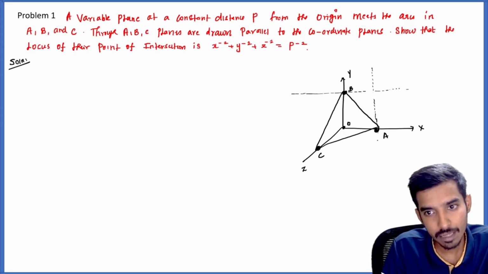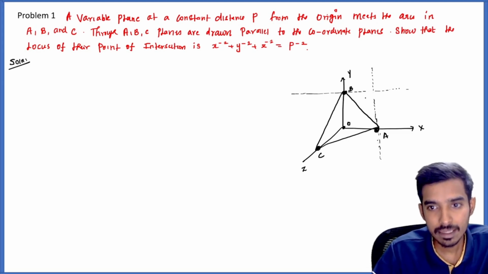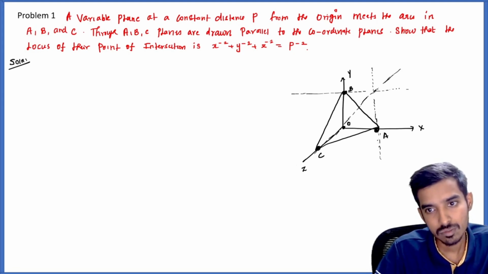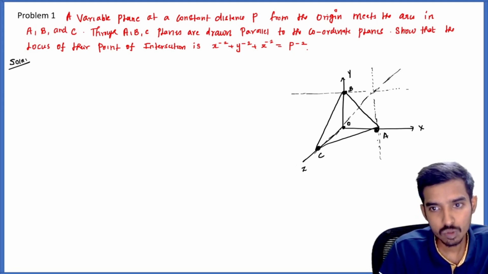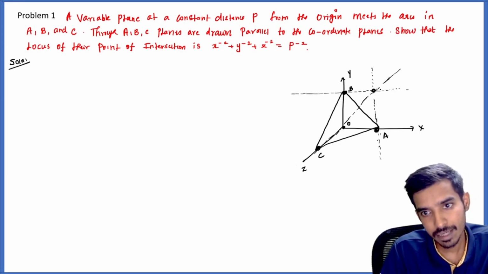You can see it's parallel to Y. And through C, I'm drawing another parallel plane. I'm just drawing a very, very rough diagram. So through A, through B, through C. Now you can see it meets here. This is the point of intersection.